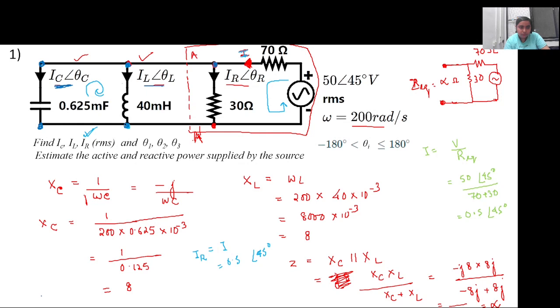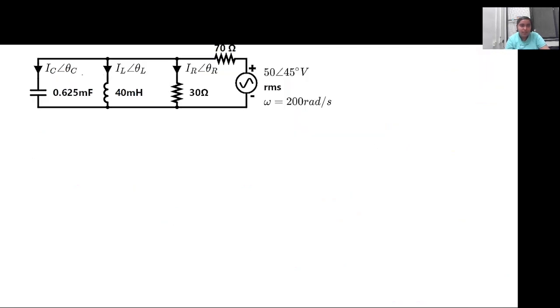Ma'am, can you summarize this question? Okay, so basically, an RLC parallel circuit is given. I'll just go to the next page. This is the RLC parallel circuit that is given, and the source voltage is mentioned. This is a sinusoidal voltage, right? So the RMS value and the angle is given. What you have been asked to calculate is all these branch currents IC, IL and IR and their phase angles, theta C, theta L, theta R. The frequency is also given.